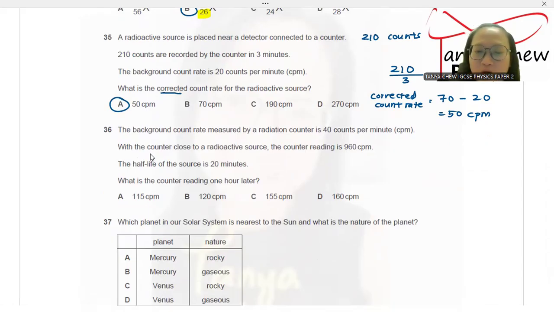Number 36, the background count rate measured by a radiation counter is 40 counts per minute. With the counter close to the radioactive source, the counter reading is 960 counts per minute. The half-life of the source is 20 minutes. What is the counter reading 1 hour later?